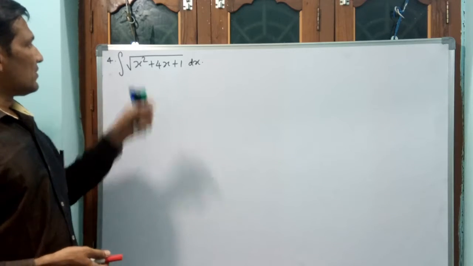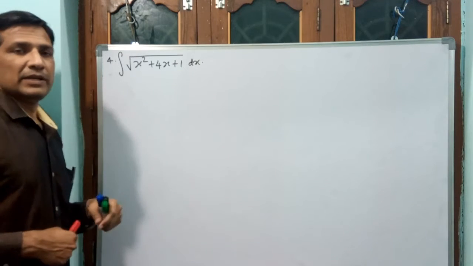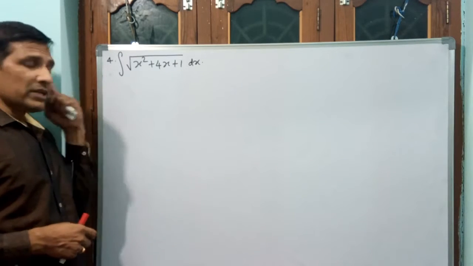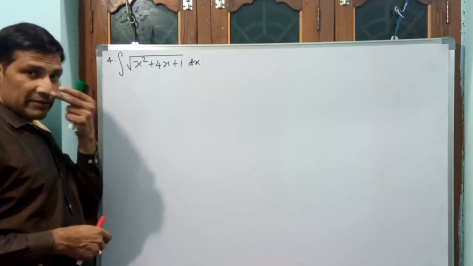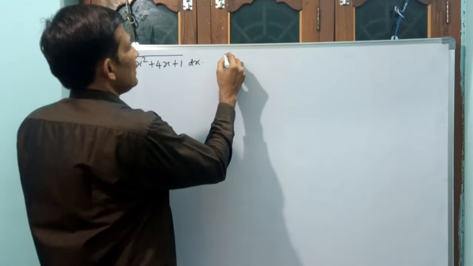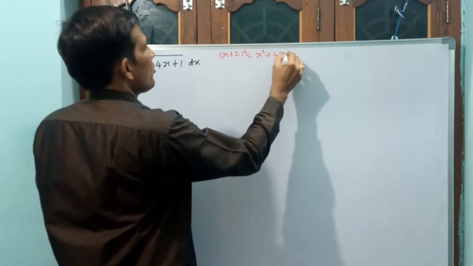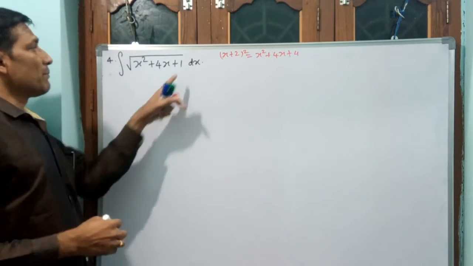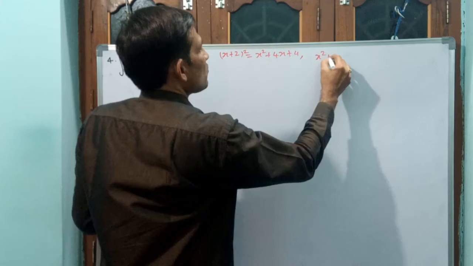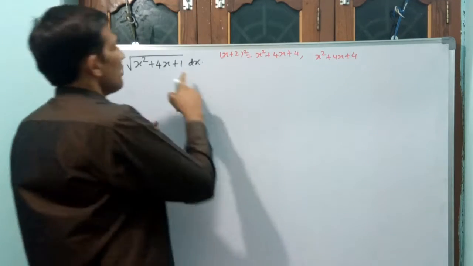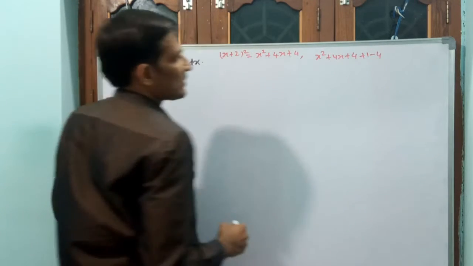See, integral of square root of x square plus 4x plus 1 dx. How to deal with such integrals? Normally, by looking at it, it is going to appear like x plus 2 whole square plus or minus something. If it is x plus 2 whole square, it is x square plus 4x plus 4. But here 1 is there. Then what you have to do? You need 1, so you have to add 4 and subtract 4.